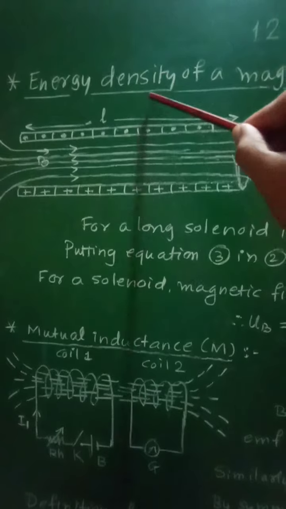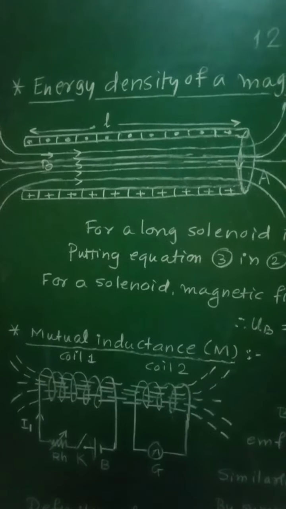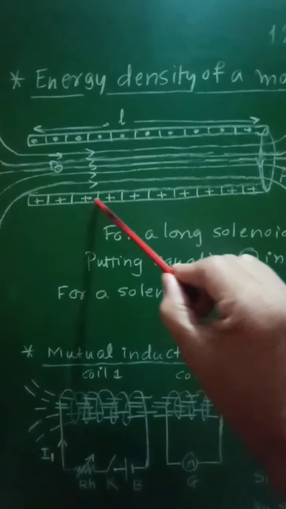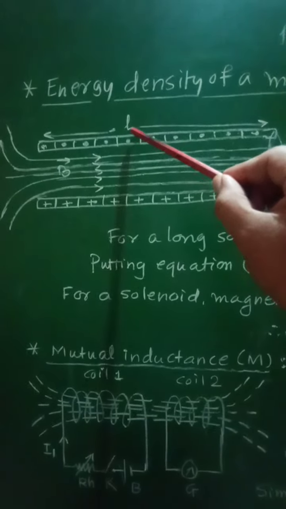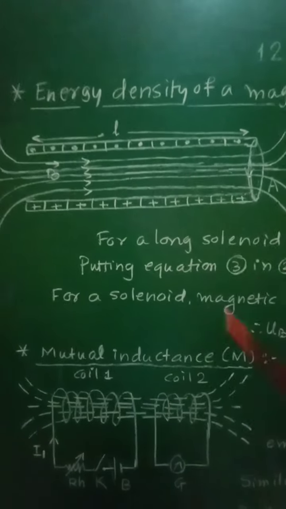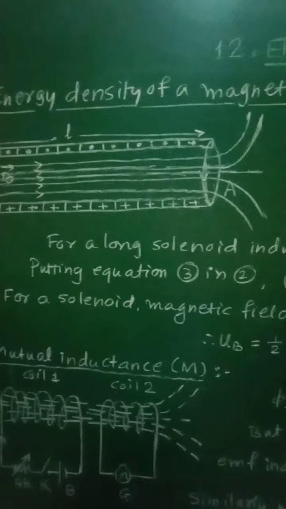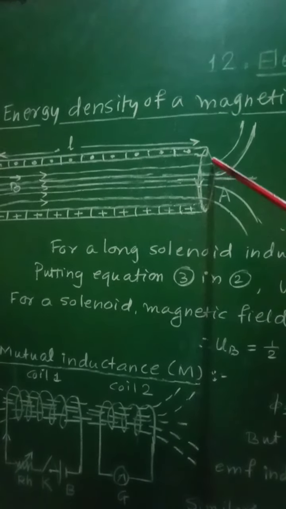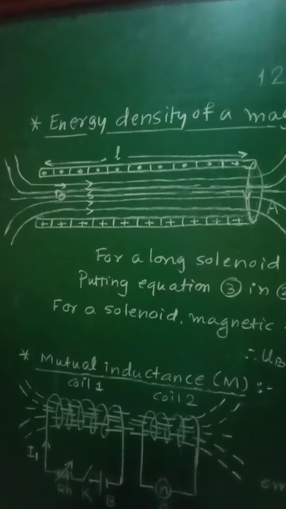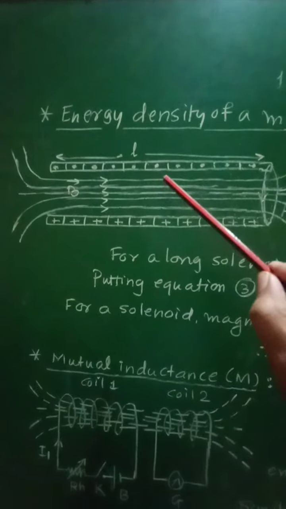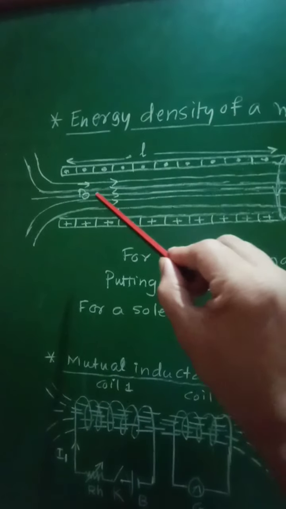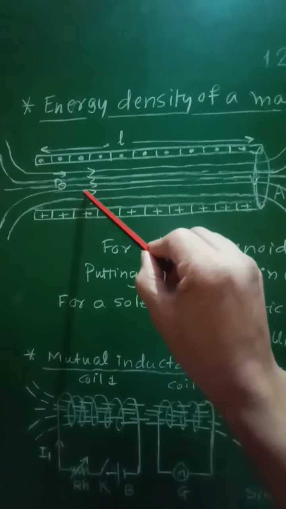In order to obtain the expression for this energy density of a magnetic field, let us consider a long solenoid having its length L, near the middle of this solenoid. Let A be the area of cross section of this solenoid and it is carrying current I, so that in the interior part of this solenoid the magnetic field B will be produced.